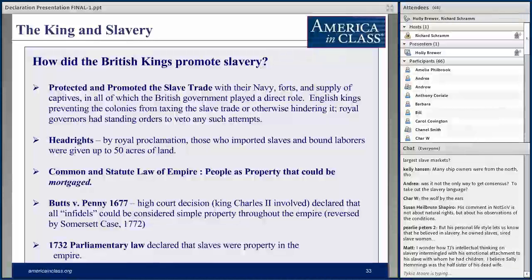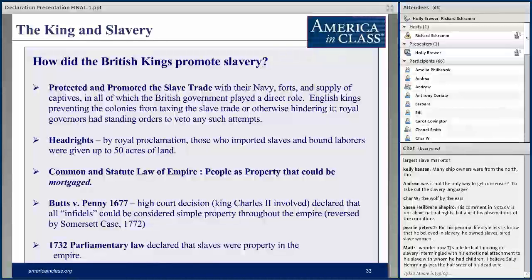Second, head rights. By royal proclamation, those who imported slaves and bound laborers were given up to 50 acres of land. We usually talk about head rights as something liberating and democratizing. Here, this was a royal policy that deliberately encouraged large estates and bound labor. And I think that's really important to rethink and reconsider how head rights worked.